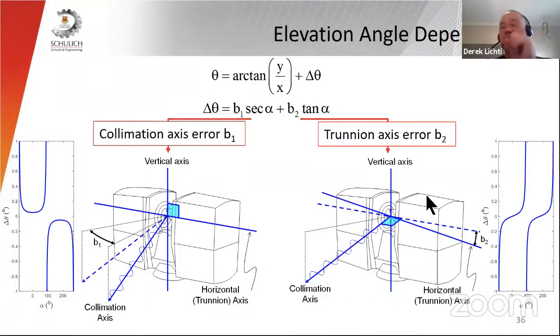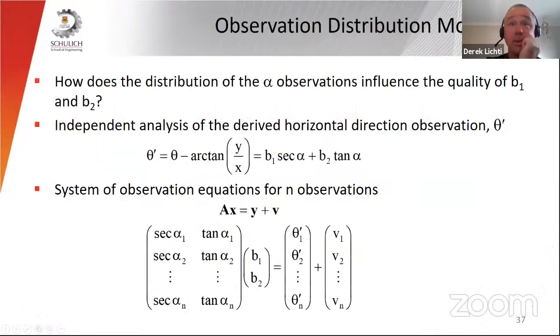The trunnion axis error is non-orthogonality between the vertical and the horizontal axes. That one is 0 at the horizon, but then grows very rapidly as a function of the tangent of the elevation angle. All right, and you can see that growth on the right-hand side. So, given what we just saw about the distribution of elevation angle observations in the previous slide, how does that impact the estimation of these important coefficients, B1 and B2? How does the distribution of alpha influence B1 and B2's precision?